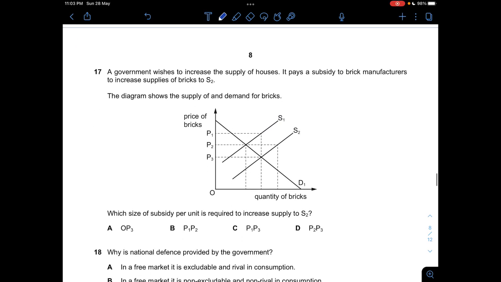And then question 17, the government wishes to increase the supply of houses. It pays a subsidy to big manufacturers to increase supplies of big bricks to S2. And which size of subsidy per unit is required to increase supply to S2? So you can see the quantity is at, there's no alphabets here, so I'm just going to draw a dot or something. And then, because it says subsidy per unit, it's from the original price to the subsidized price, so it's P1 to P3. So answer is C.